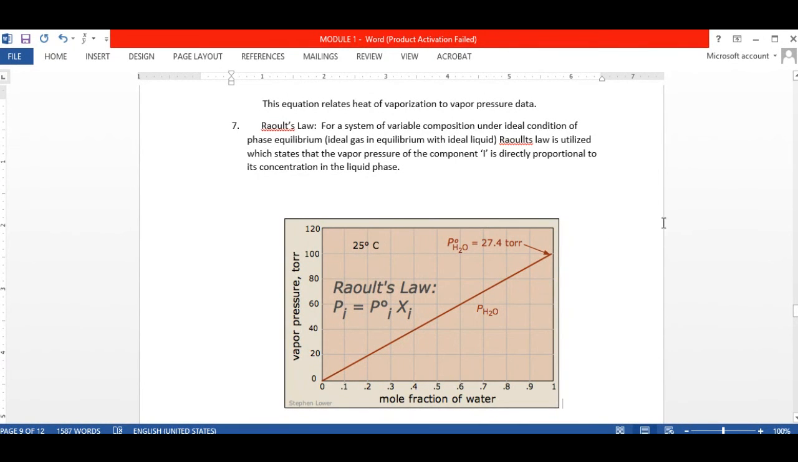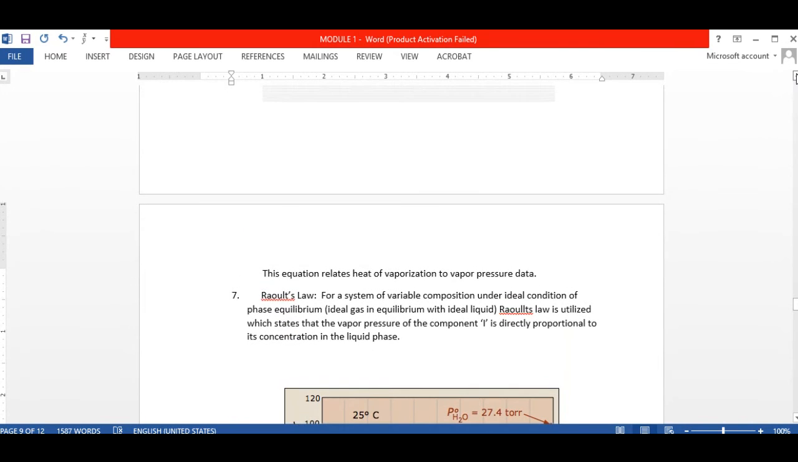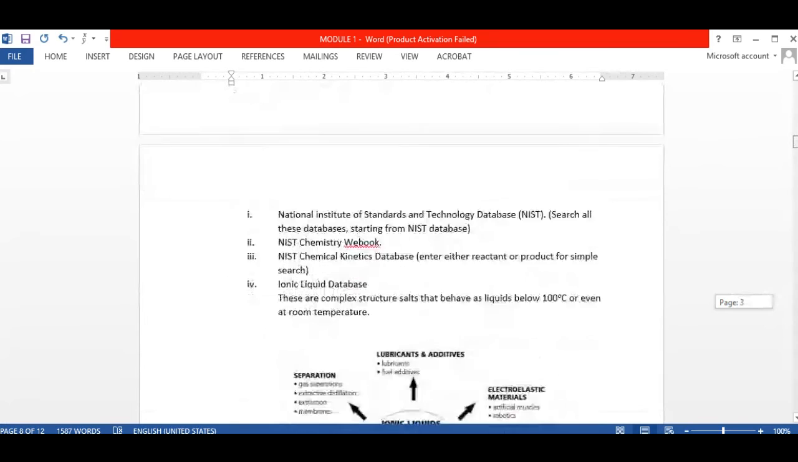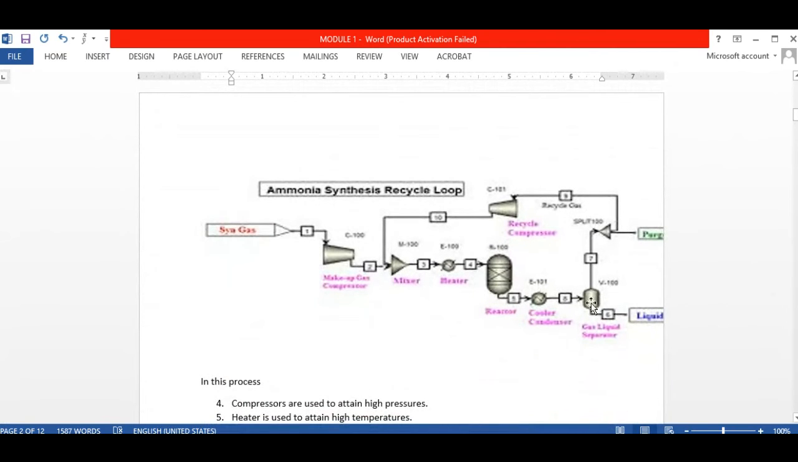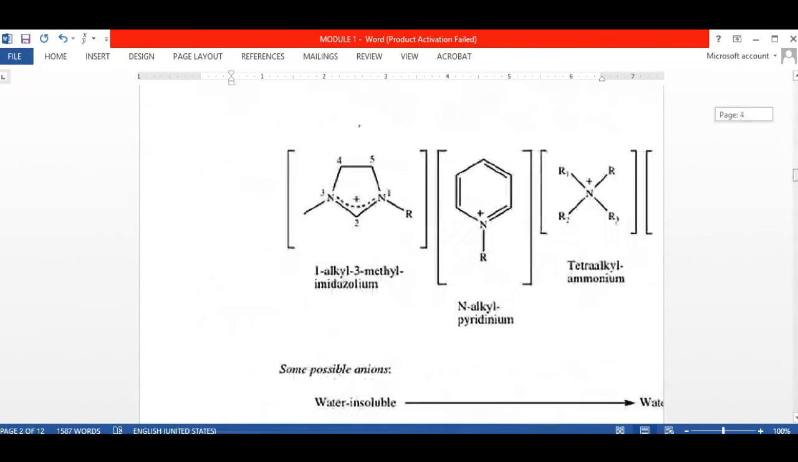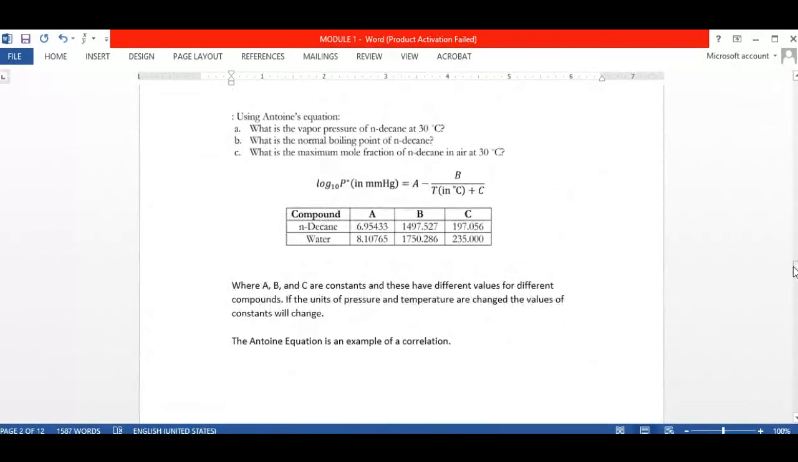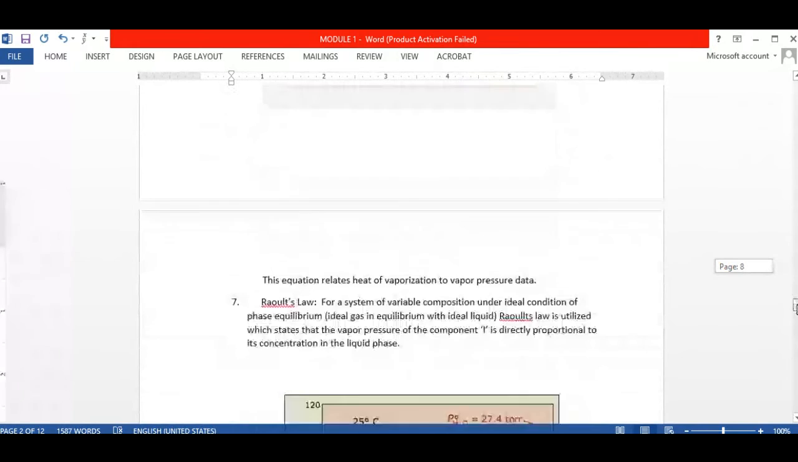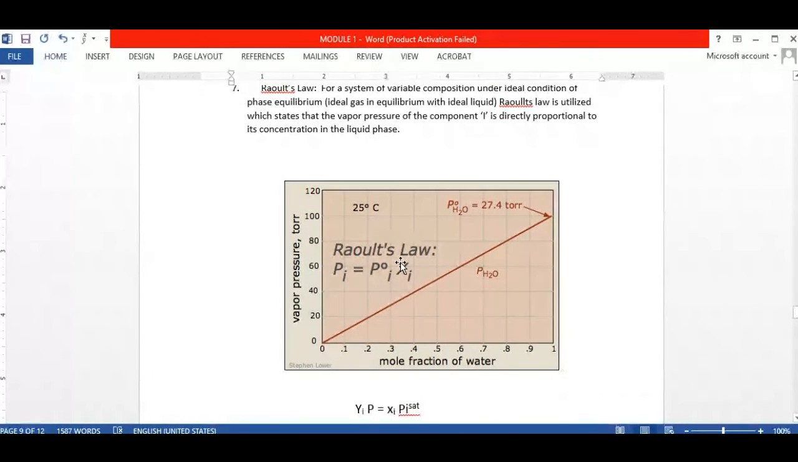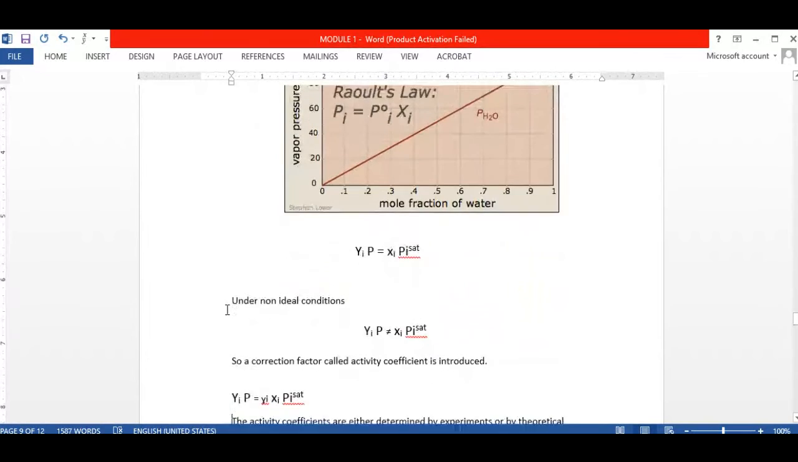Why do we need Raoult's law? We need it to design the flash drum here. This flash drum holds a mixture of ammonia, nitrogen and hydrogen, and here the vapor is going up and the liquid is coming down. But this is a mixture, not a pure compound. So you need to know the vapor pressure and the real pressure of component i. If you want to know the pressure of any component i, like nitrogen, hydrogen or ammonia, then you have to use Raoult's law, because Raoult's law is used for mixtures. So don't worry about this equation. This is the equation of Raoult's law.